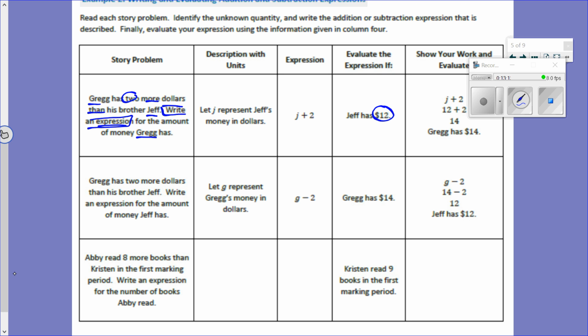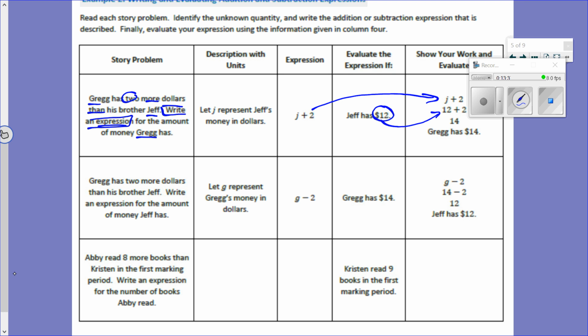Substituting is when they tell me the value for my variable, then I rewrite my expression. You can see that one's there. I now substitute. In other words, they told me that J is 12, so I put the 12 in for the J, and then I can now solve for the expression. So I do 12 plus 2, 14, so I now know Greg has $14.